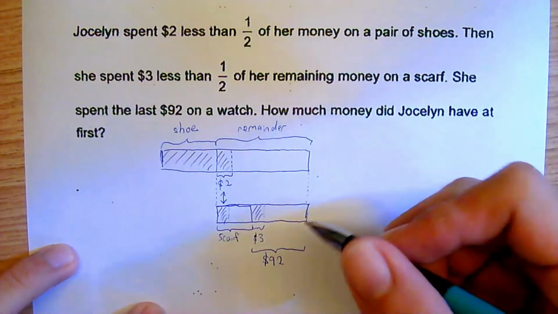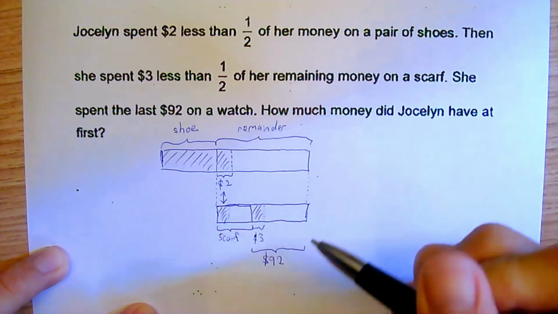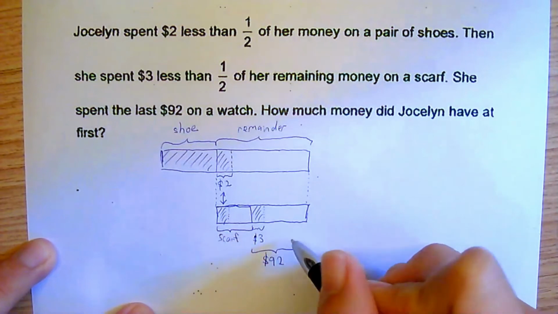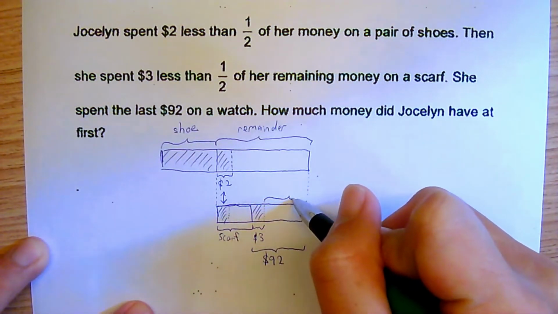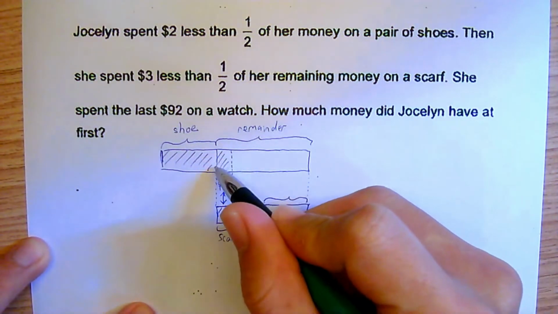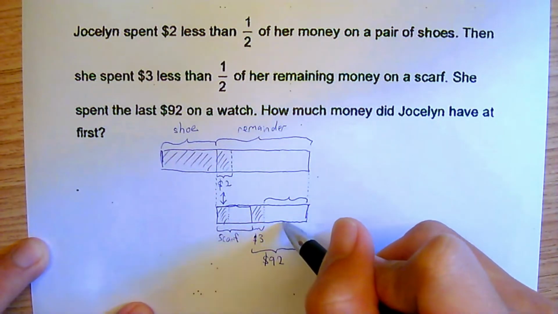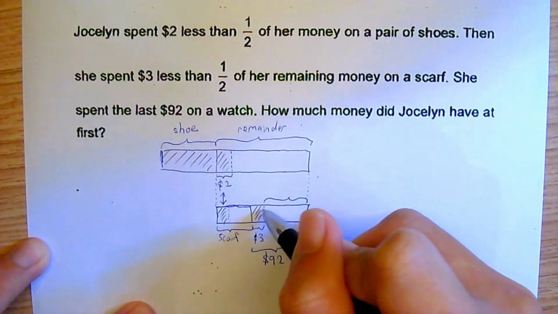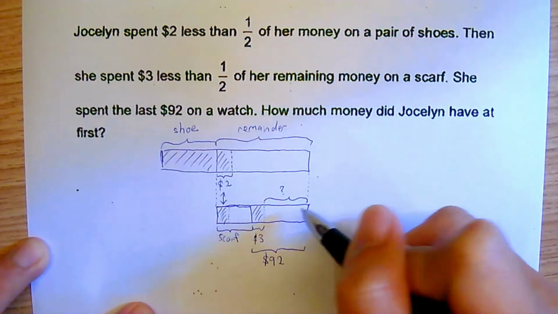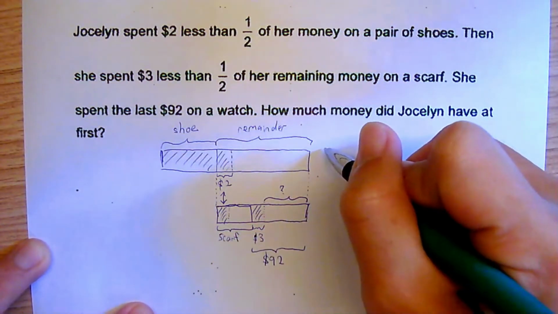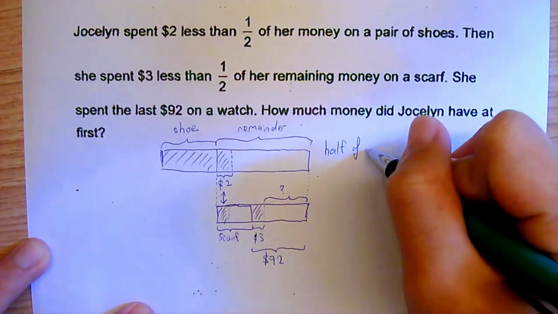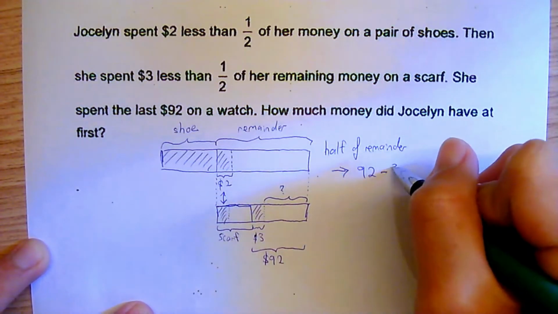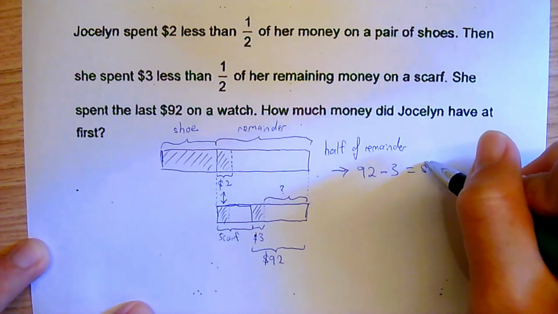Now we know that this line over here cuts this into half, right? Let's just get along with it. I want to find out this, because this is half of the remainder. This is the remainder, and this dotted line is half of the remainder. Since we know that this entire thing is 92, I'm going to find this one first. So half of the remainder will be $92 minus $3, and that will give us $89.